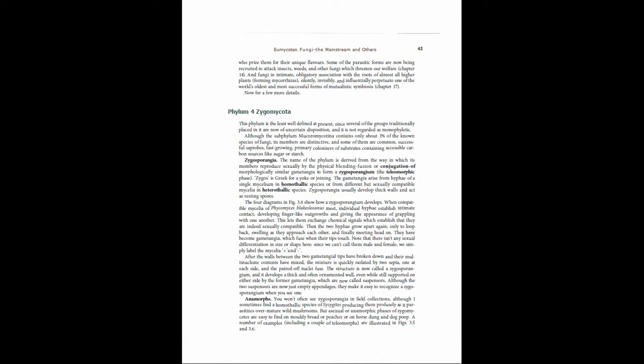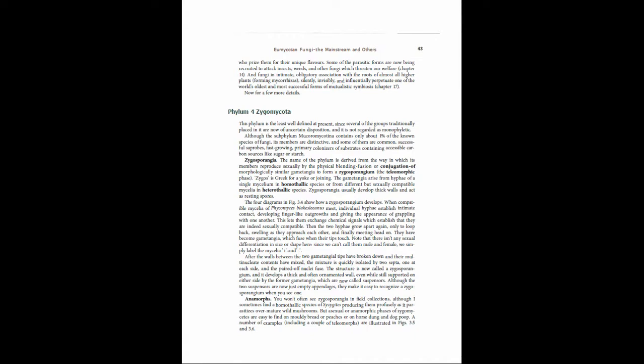Although the subphylum Mucoromycotina contains only about 1% of the known species of fungi, its members are distinctive, and some of them are common, successful saprobes, fast-growing, primary colonizers of substrates containing accessible carbon sources like sugar or starch. Zygomycota: the name of the phylum is derived from the way in which its members reproduce sexually, by the physical blending, fusion or conjugation of morphologically similar gametangia to form a zygosporangium, the teleomorphic phase.